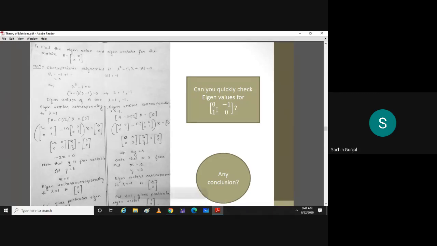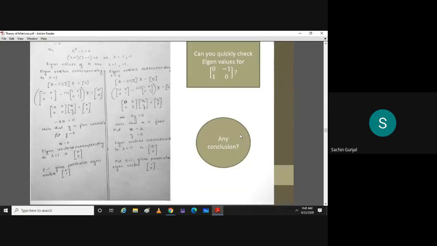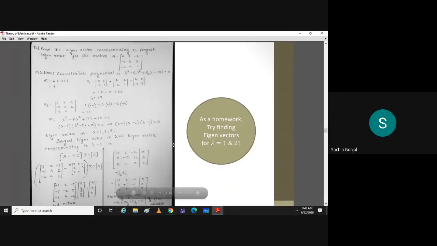Then this example, 0 minus 1 1 0, is a unique one because it has characteristic equation lambda square plus 1 equal to 0, which has complex eigenvalues. So this can be solved in the complex domain. Then we have seen this 3 by 3 matrix and we will continue with this.